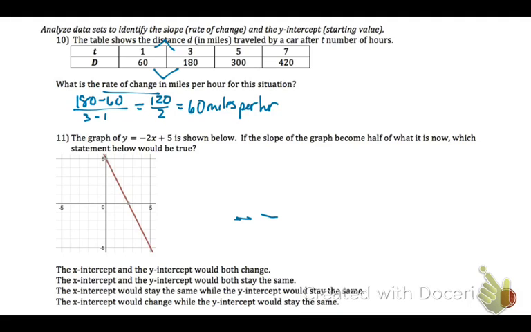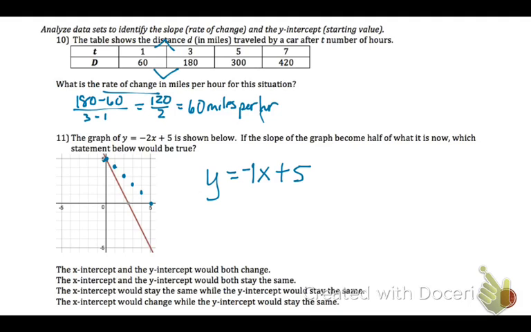The graph of y equals negative 2x plus 5 is shown below. If the slope of the graph becomes half of what it is, which statement below would be true? So that would be the equation y equals negative half of 2 is 1. So negative 1x plus 5. So you can see if we were to graph that, our y-intercept would still be at 5. But our slope would be a little less steep, down 1 over 1.